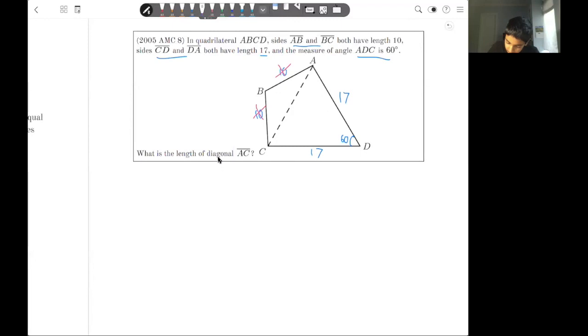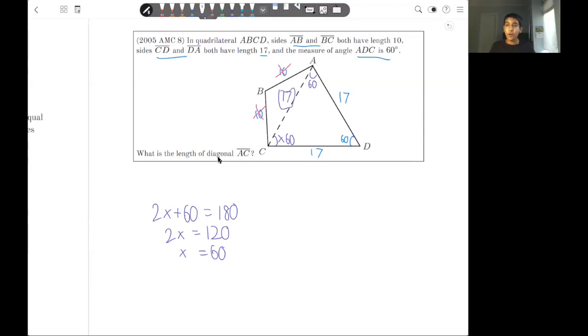These are both 17. That means that these angles are both equal, right? Because remember from this property, if the side lengths are equal, the angles are equal. And that means we have 2x plus 60 is 180, or 2x is 120, which means that x is 60. These are both 60 degrees. And that means it's an equilateral triangle, and that means that AC is 17.